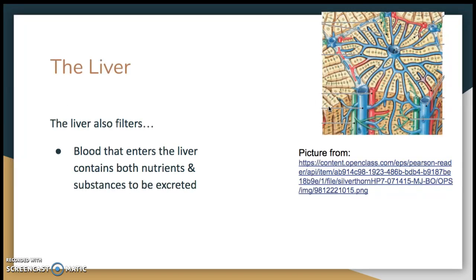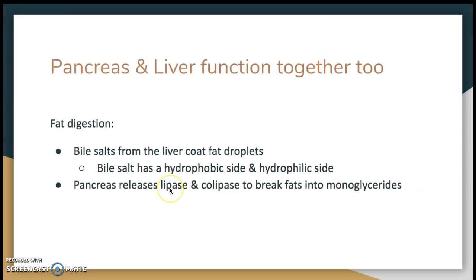So the liver also filters. Blood that enters the liver contains both nutrients and substances to be excreted. And this is a hepatocyte over here, the cell of a liver, essentially. These substances that can be excreted are from the digestive tract, and they also include bilirubin from hemoglobin breakdown, as well as metabolites from tissues in the periphery. Some of these products that are considered waste are excreted in bile and then eventually excreted through the kidney and urine.